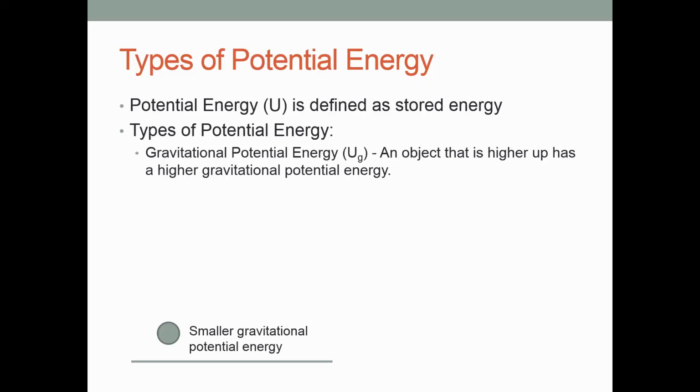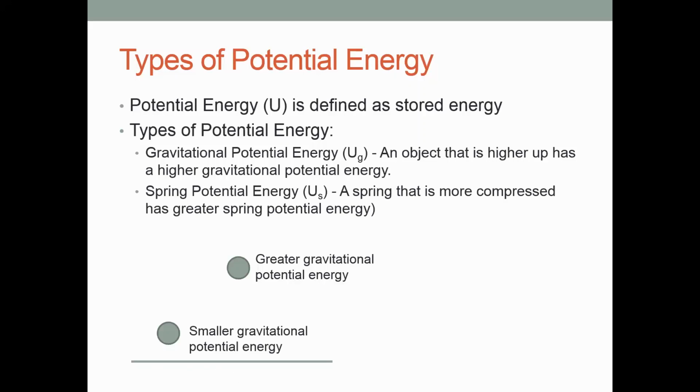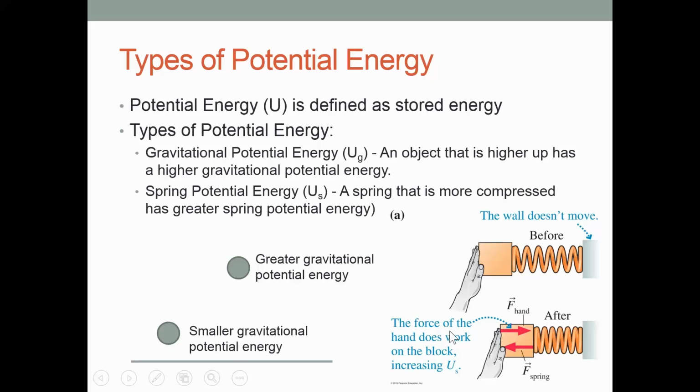So this object, let's say this is the ground, this object has a smaller gravitational potential energy than this one, which has a greater gravitational potential energy. We also have spring potential energy. This is when you push a spring together, it has stored energy by being compressed. So an object pushed into a spring, we have more spring potential energy in this compressed spring.